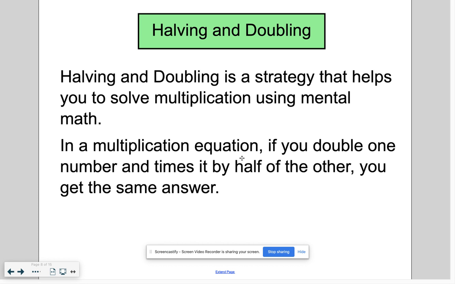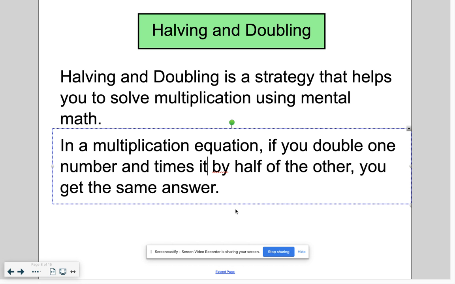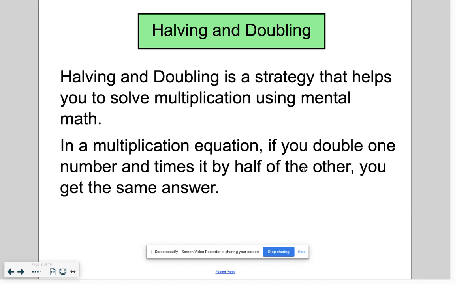In a multiplication equation, if you double one number, whoops, I wrote this improperly. It should say double one number, and then, sorry, that was right actually, and multiply that one by half of the other, you get the same answer, which sounds wordy, but let me explain it with examples.